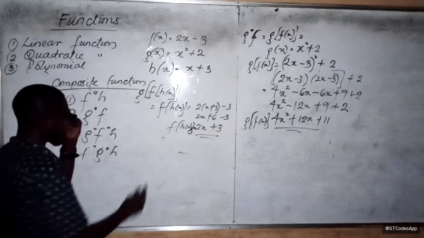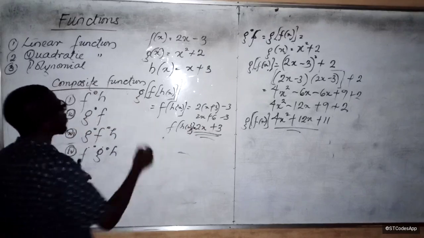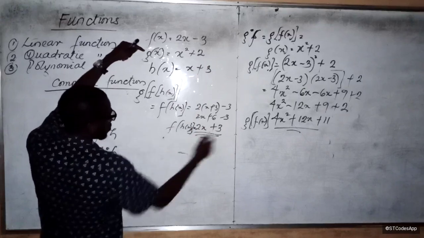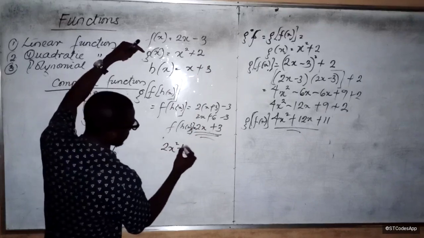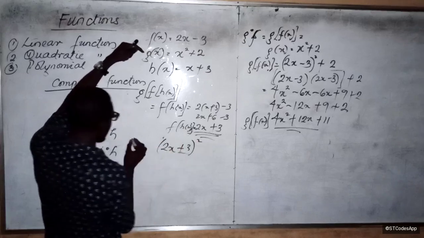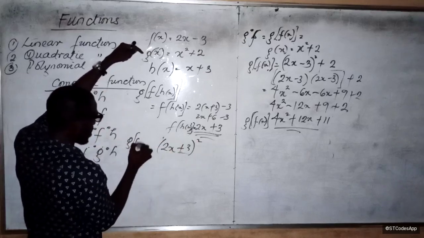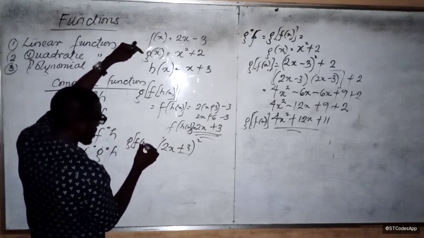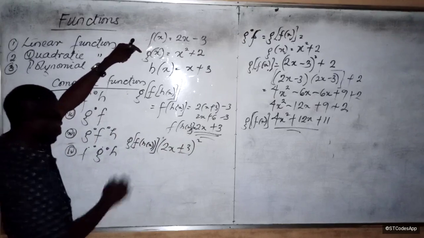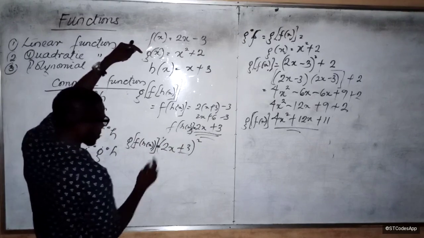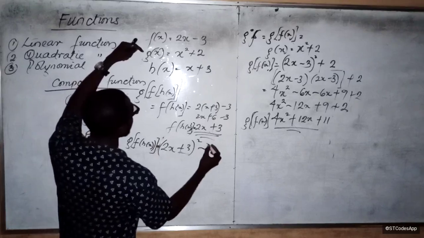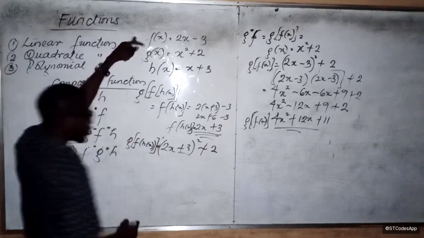So we will now plug in this function into g of x. Remember that g of x is x squared plus 2. So we're going to square this value: 2x plus 3 all squared. So this will be g of f of h of x. Is that okay? So this is it. All squared plus 2.